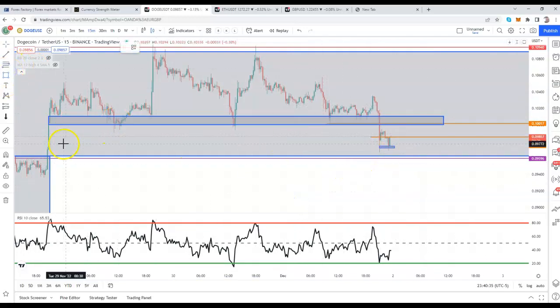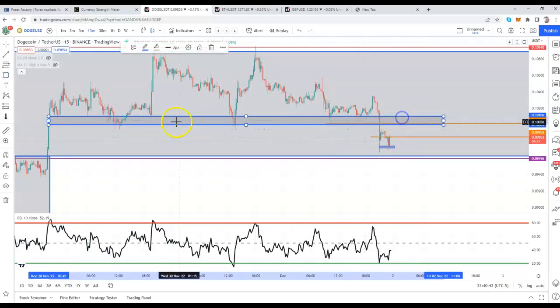Now, when I say high points, if price action breaks and creates a new low, then our new lower high points would be the previous low, right? So this was our previous low here, price broke it, and now we have a new low.